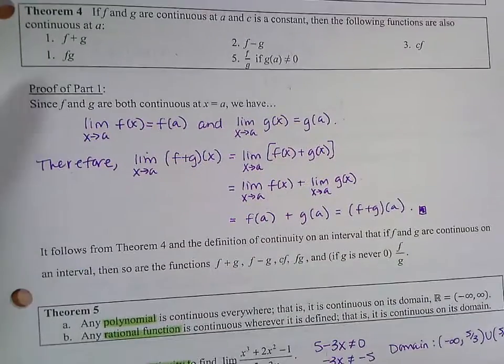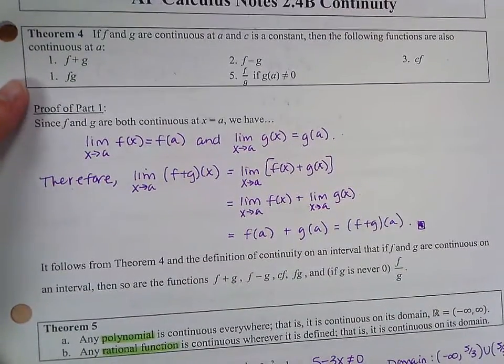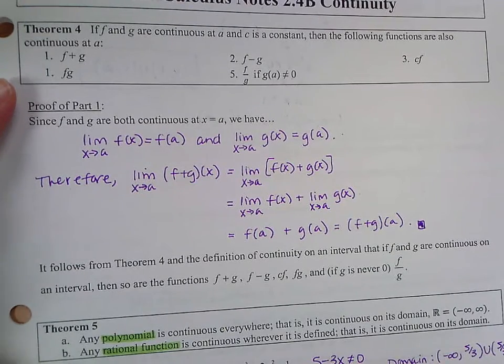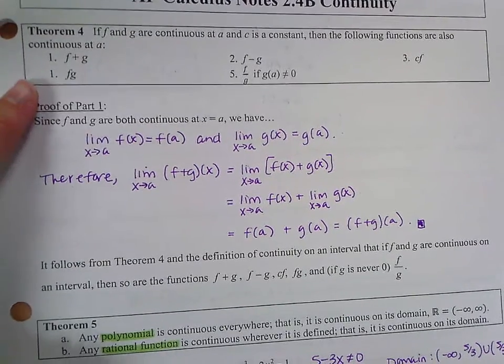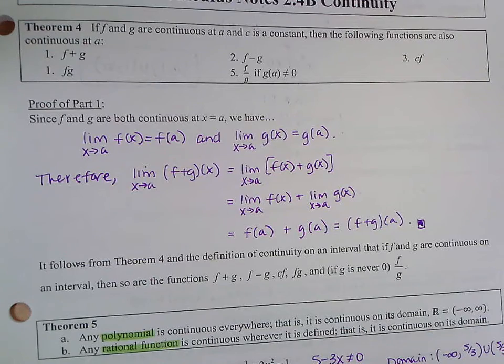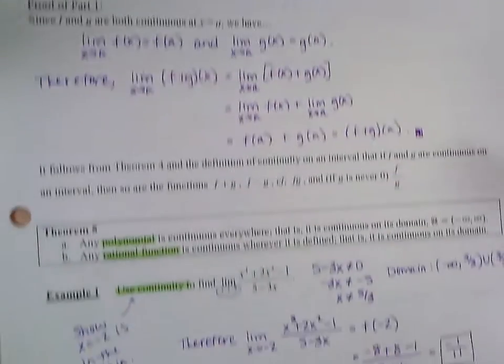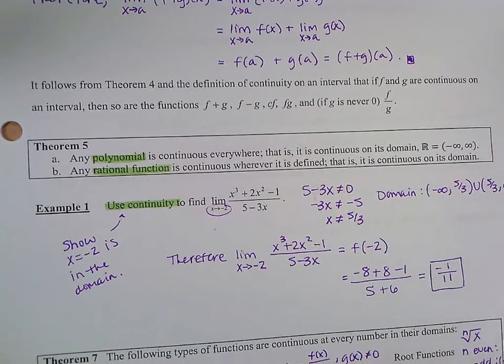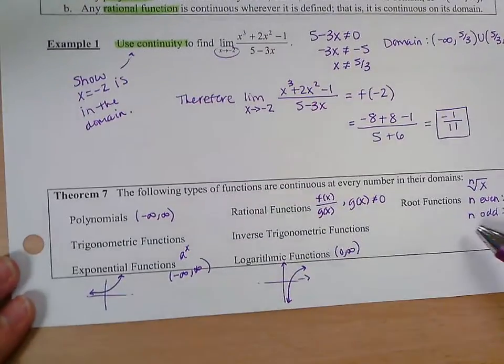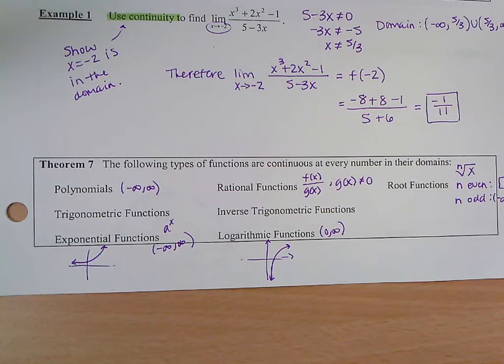So just as a recap, we have looked at how if two functions are continuous, then the combinations of those functions, adding, subtracting, multiplying, dividing, multiplying by a constant, those are also continuous. We built from that idea to say all polynomials and rational functions are then continuous on their domains, and then all of these types of functions are actually continuous on their domains.